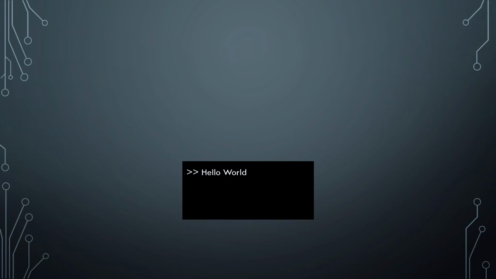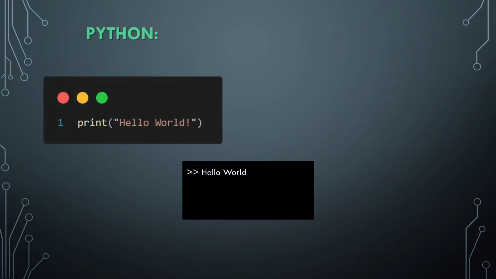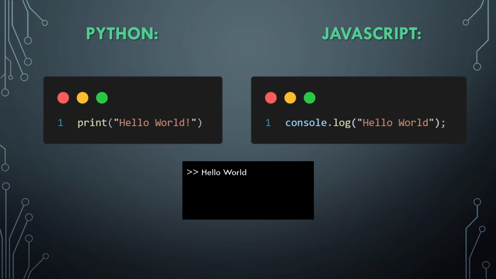In Python, you'll say print "Hello World" in quotations. However, in JavaScript, it is totally different. We say console.log "Hello World" with a semicolon at the end.